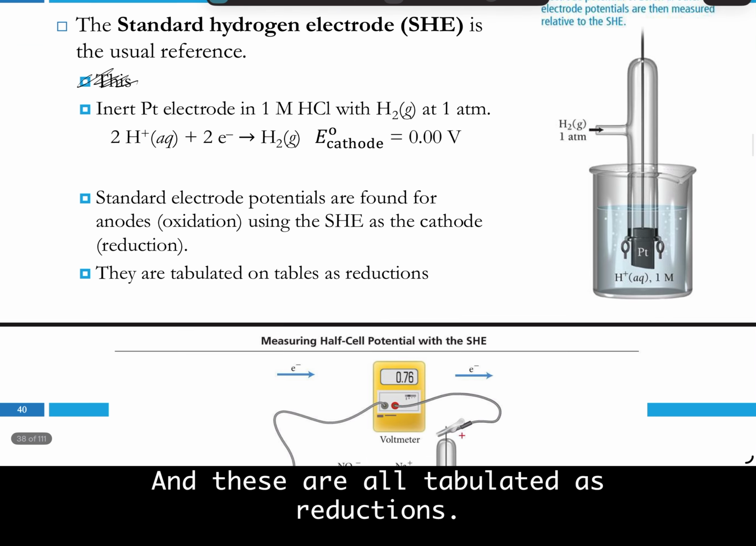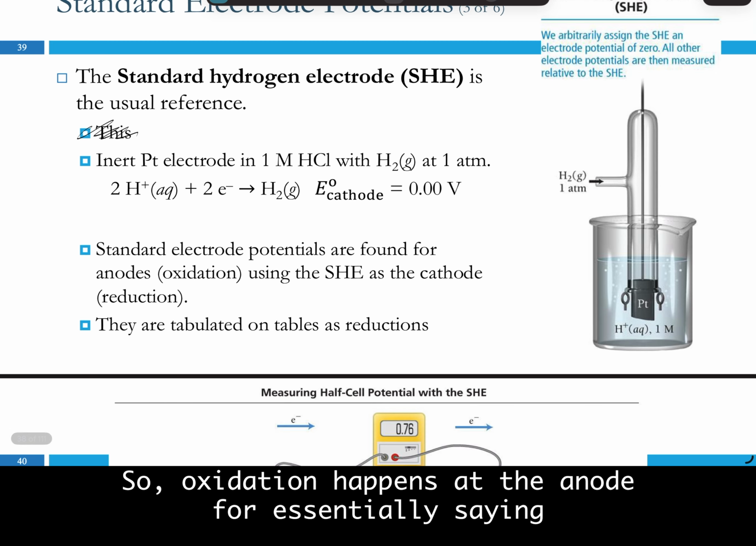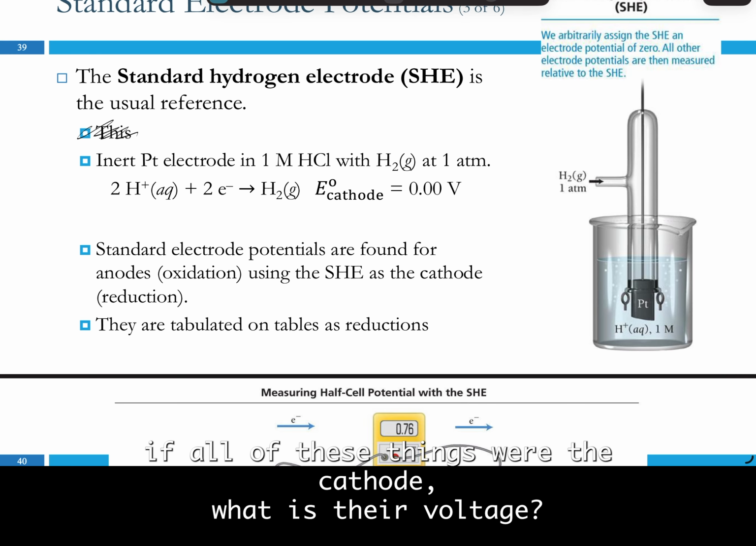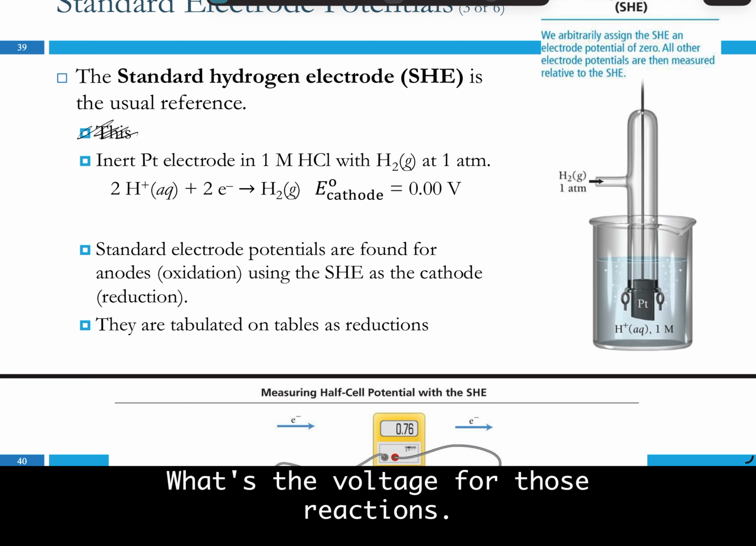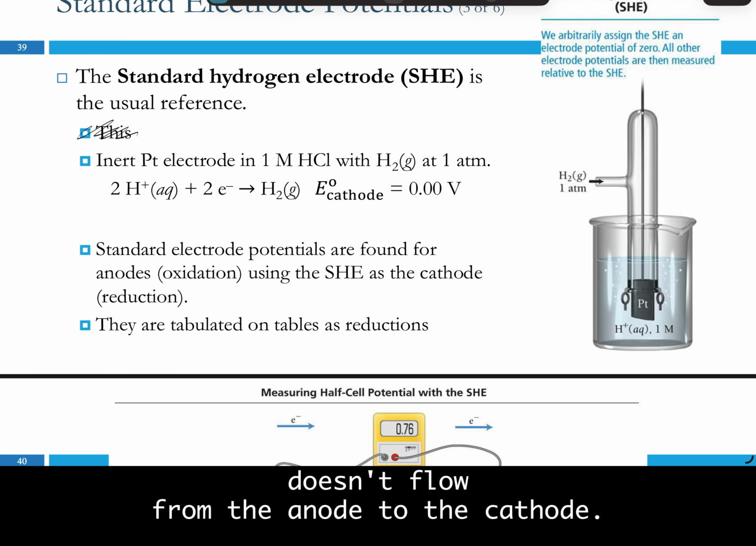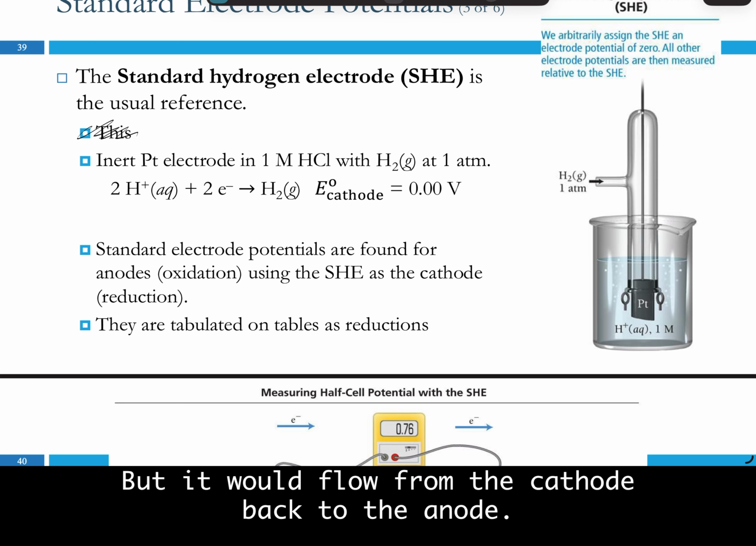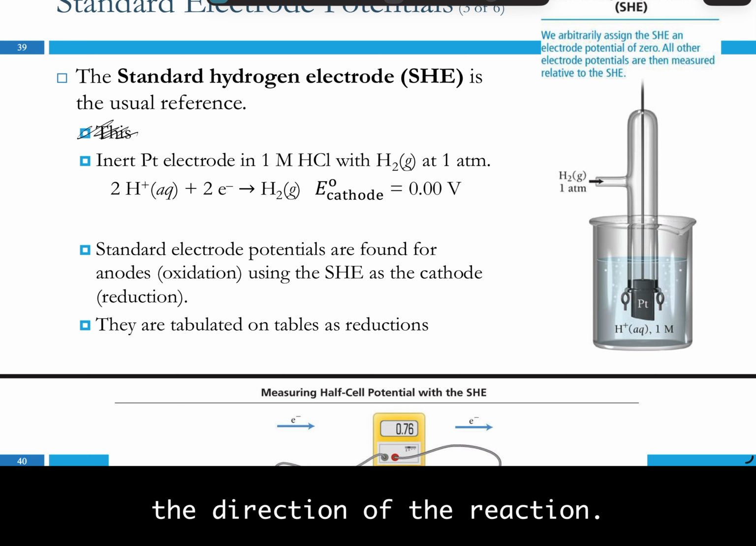And these are all tabulated as reductions. So oxidation happens at the anode. We're essentially saying, if all of these things were the cathode, what is their voltage? Hydrogen is my anode. Everything else is the cathode. What's the voltage for those reactions? And we're going to see that some of them are negative, because sometimes the reaction doesn't flow from the anode to the cathode, but it would flow from the cathode back to the anode. So really the negative sign here is just telling us the direction of the reaction.